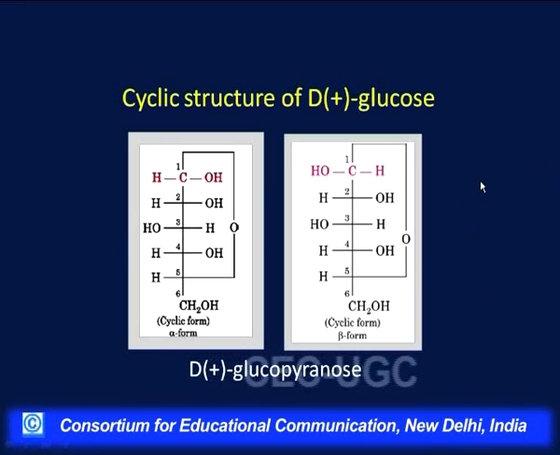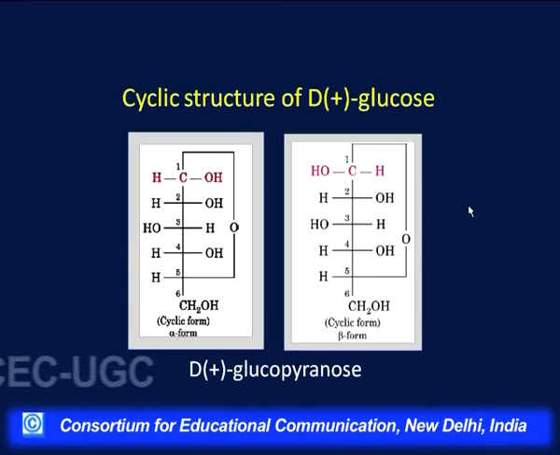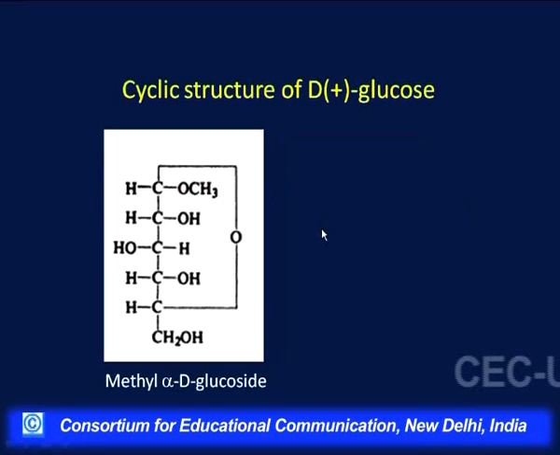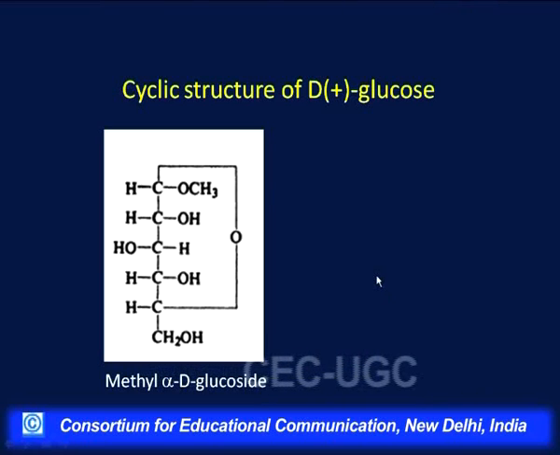Next we talk about what would be the structure for the methyl glucosides which we have obtained, because as I said, when glucose is treated with methanol in presence of HCl, again we get a mixture of 2 compounds which were called methyl alpha D glucoside and methyl beta D glucoside.